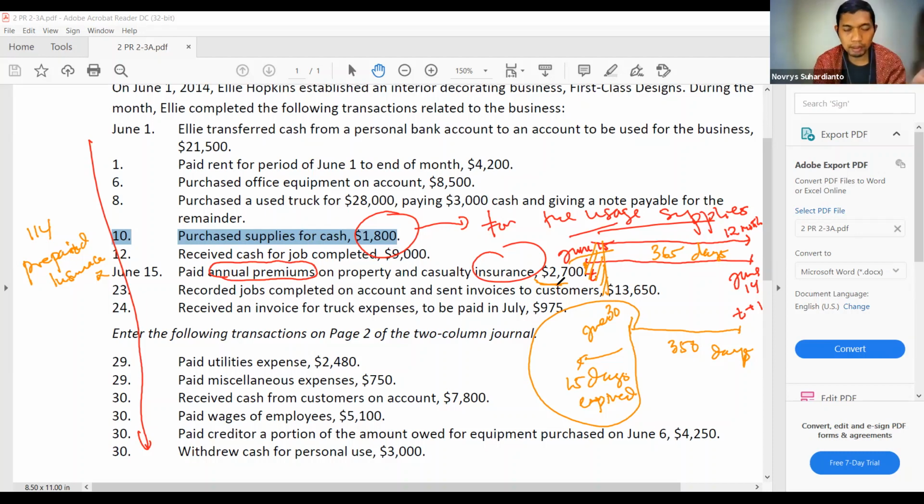And from the example, we can point out two things: first, the supplies and the annual premium need to be adjusted at the end of June. So that brings us to our topic today, the adjustment process. I think this introduction is enough to give you insight into why we need adjustments.